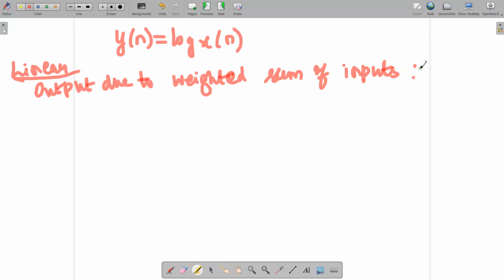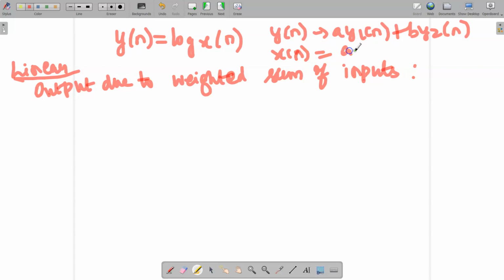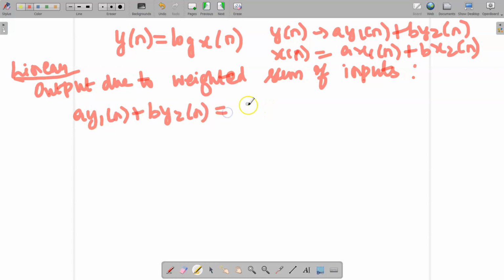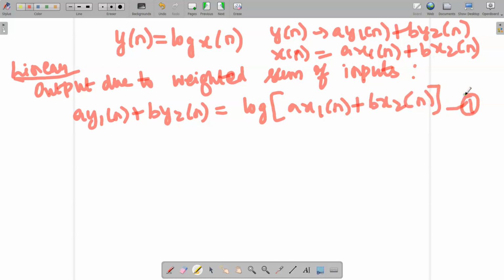For that, we have to replace y of n by a y1 of n plus b y2 of n, and we need to replace x of n by a x1 of n plus b x2 of n. So the output due to weighted sum of input: y of n is replaced by a y1 of n plus b y2 of n, and the log function is written as it is, there is no issue on that. x of n is replaced by a x1 of n plus b x2 of n. This is my first step.